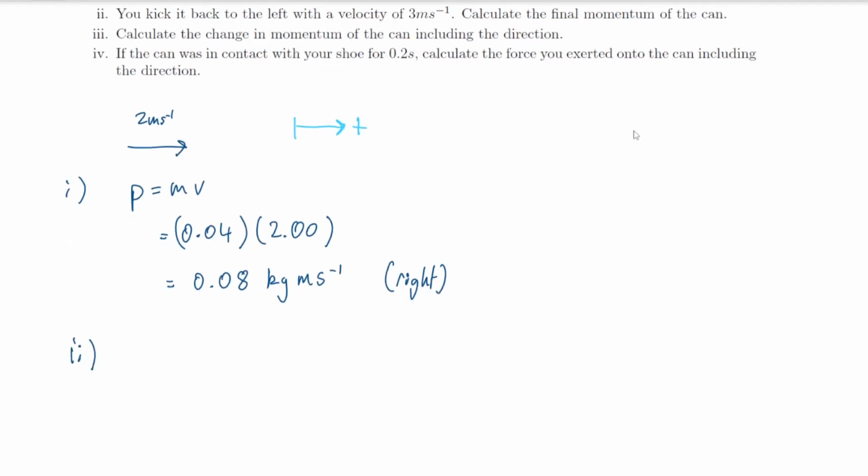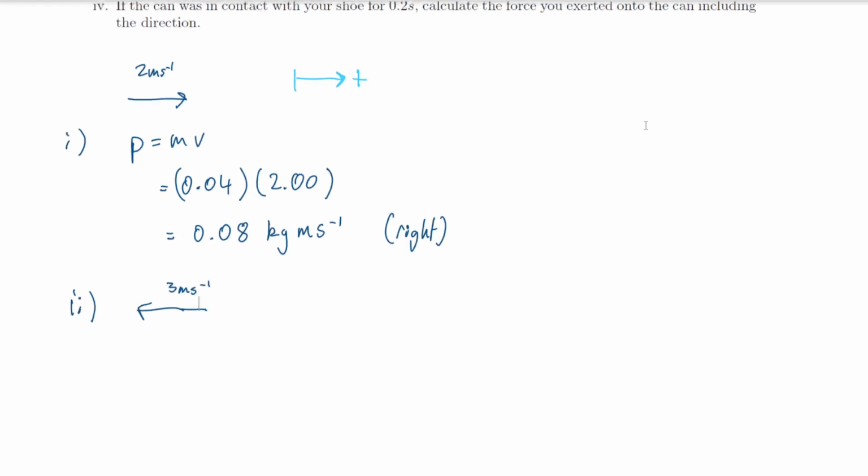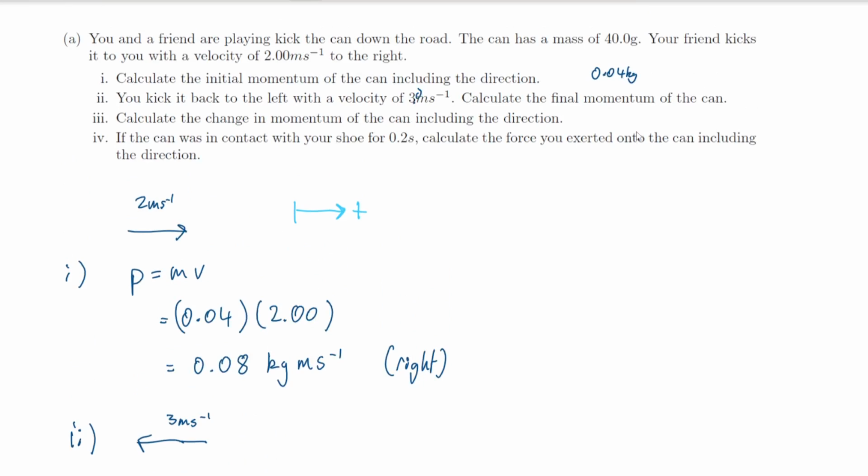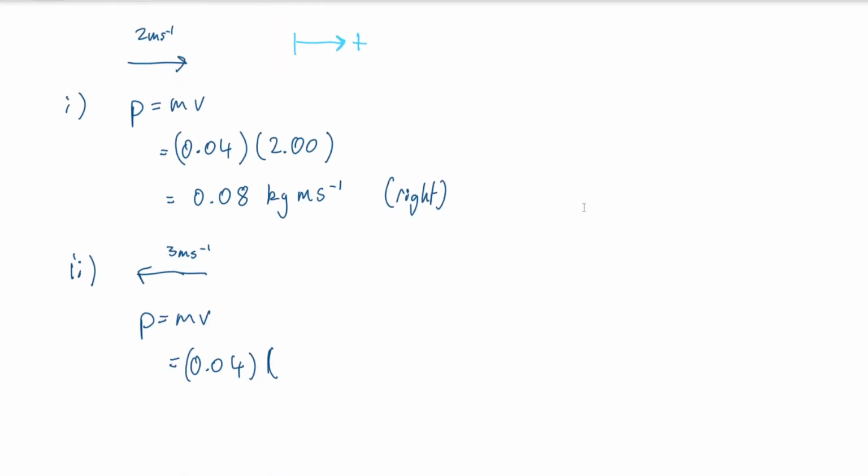Part 2. Of course, you kick it back to the left, so in the opposite direction, with a velocity of 3 meters per second. Calculate the final momentum of the can. So now it's 3 meters per second to the left. It has the same mass, assuming nothing fell off, 0.04 kilograms. This time, it's 3 meters per second. Oh, that should be 3.00. I'll update that in the question. 3 meters per second to the left.